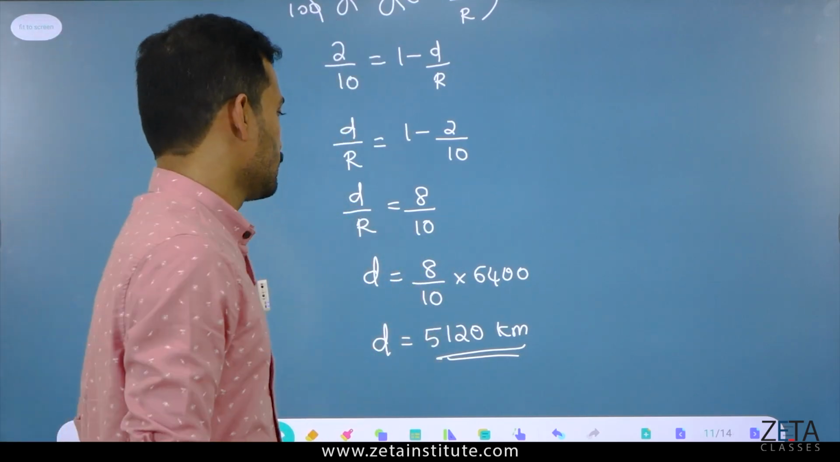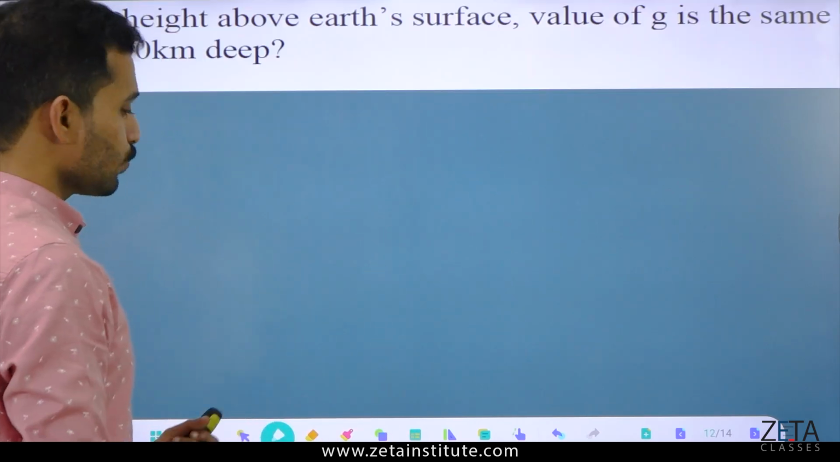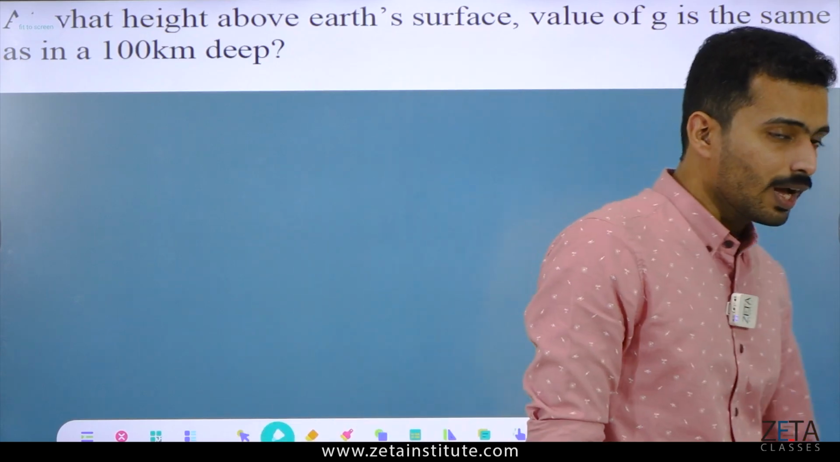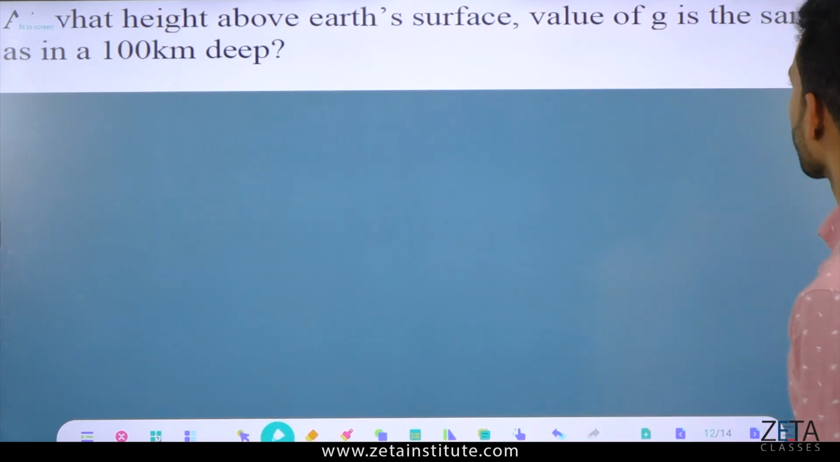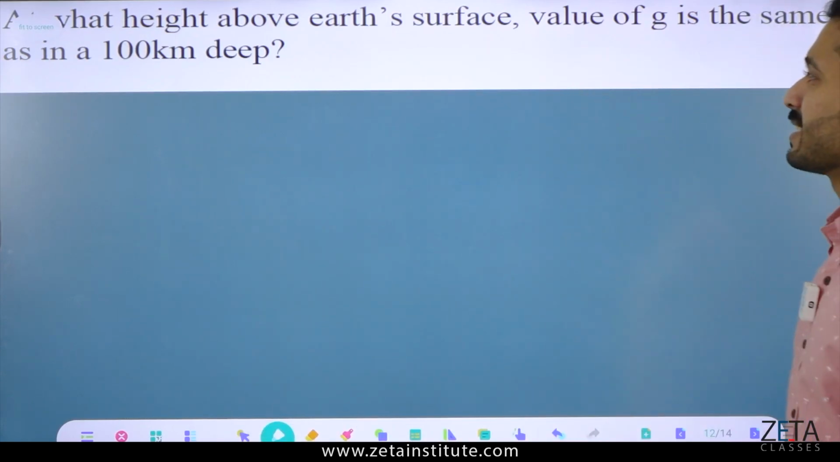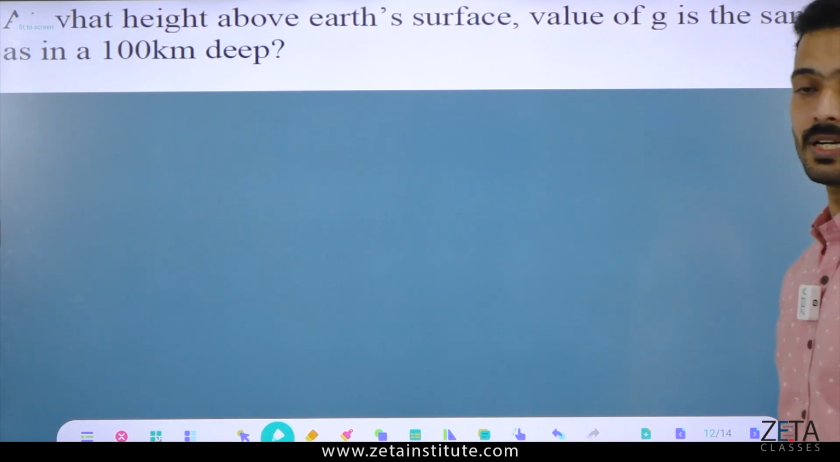Okay, so let us move to another question. At what height above the surface of the earth is the value of g the same as at a 100 kilometer depth?